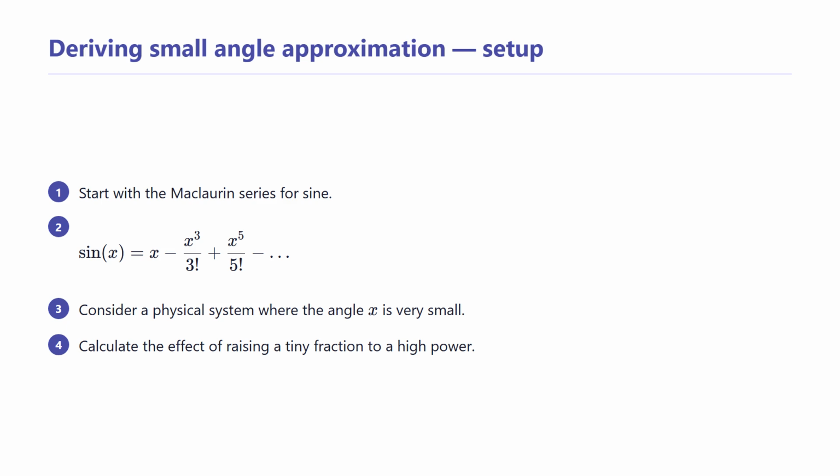Now, imagine a pendulum swinging back and forth just a tiny bit, meaning the angle x is a very small fraction, close to 0. Mathematically, when you take a tiny fraction and raise it to a high power, like 3 or 5, the result becomes microscopically small. We are establishing the foundation to see why complex physics equations can suddenly become very simple.